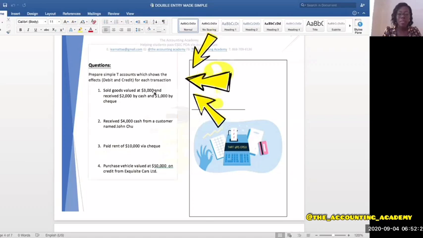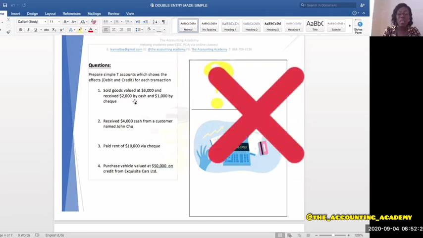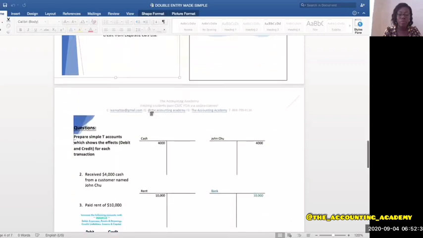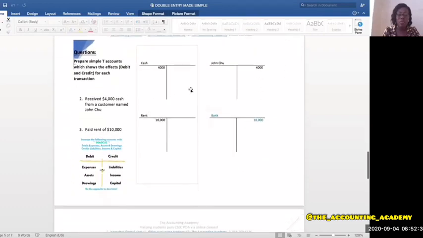So let's look at a question quickly. Prepare simple T accounts which show the effects, the debit and the credit, for each transaction. Now we're going to leave out one because one is a little bit complicated. We're going to look at that last. Let's look at number 2. So we have some T accounts on our screen.